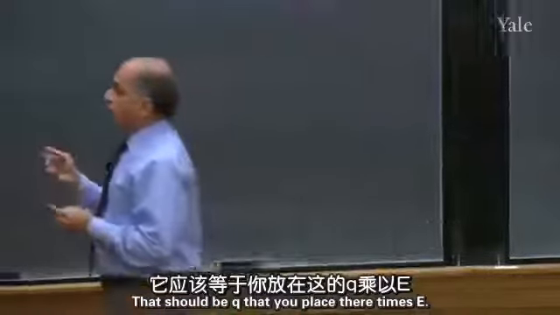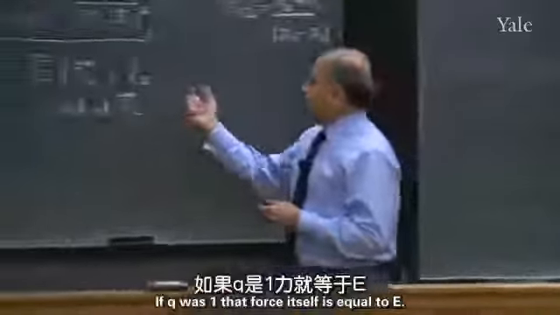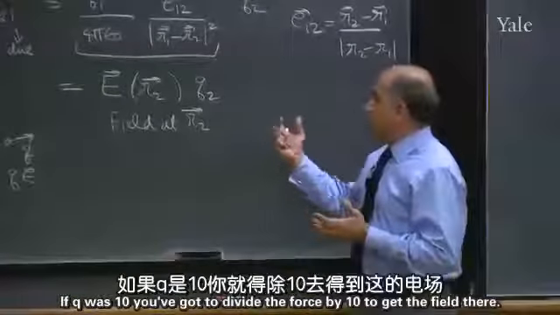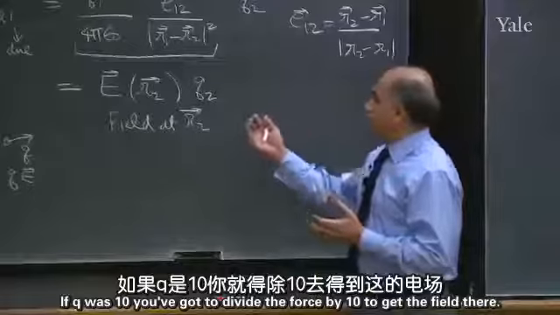That should be Q that you place there times E. If Q was 1, that force itself is equal to E. If Q was 10, you've got to divide the force by 10 to get the field there.